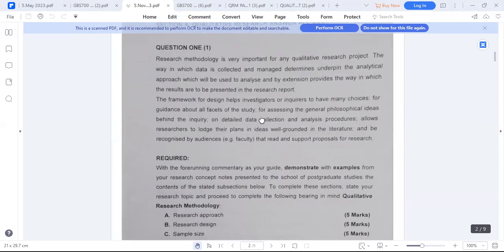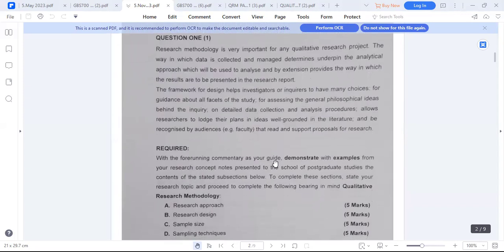So section A is qualitative. Research methodology is very important for any qualitative research project. The way in which data is collected and managed underpins the analytical approach which will be used to analyze it, and by extension provides the way in which the results are to be presented in the research report.